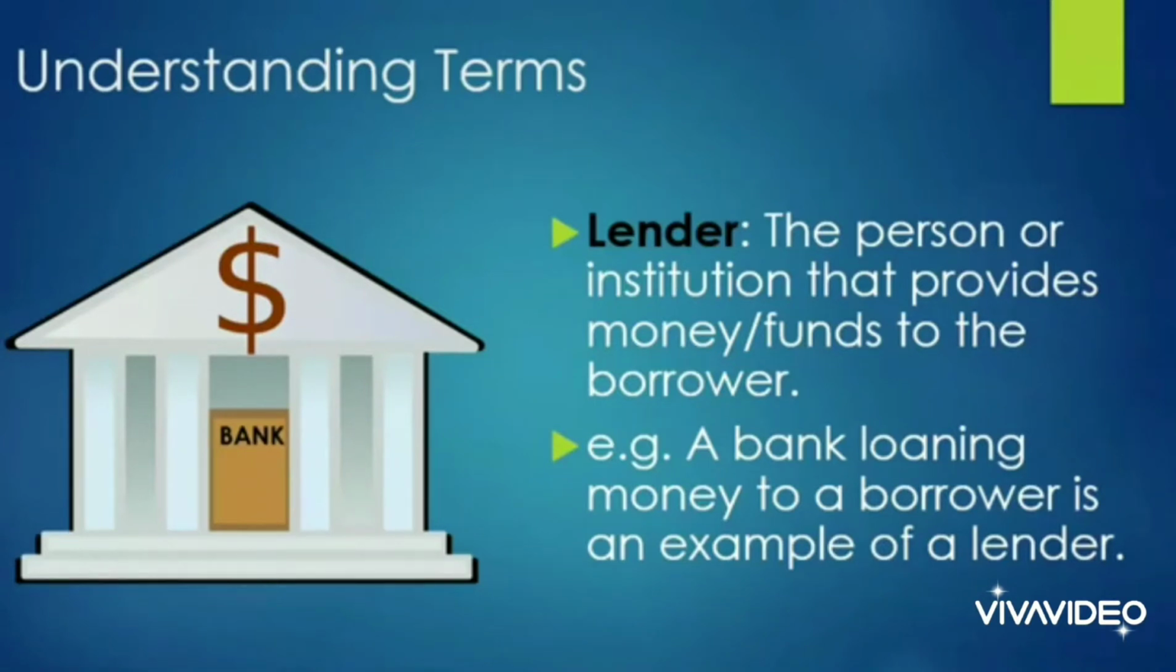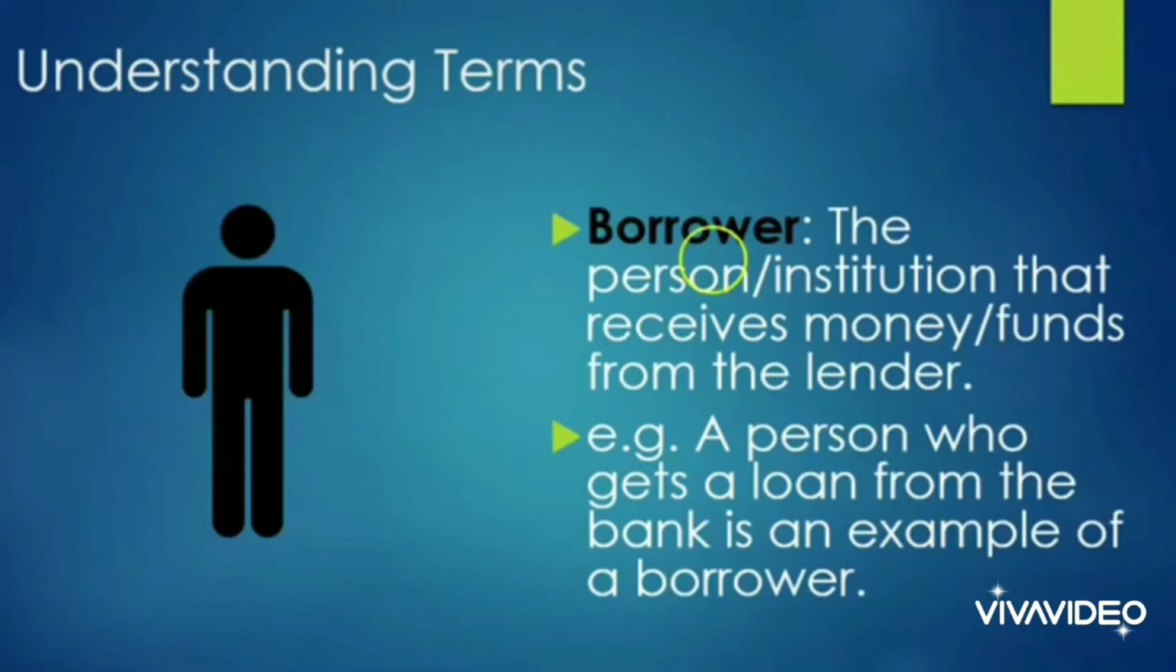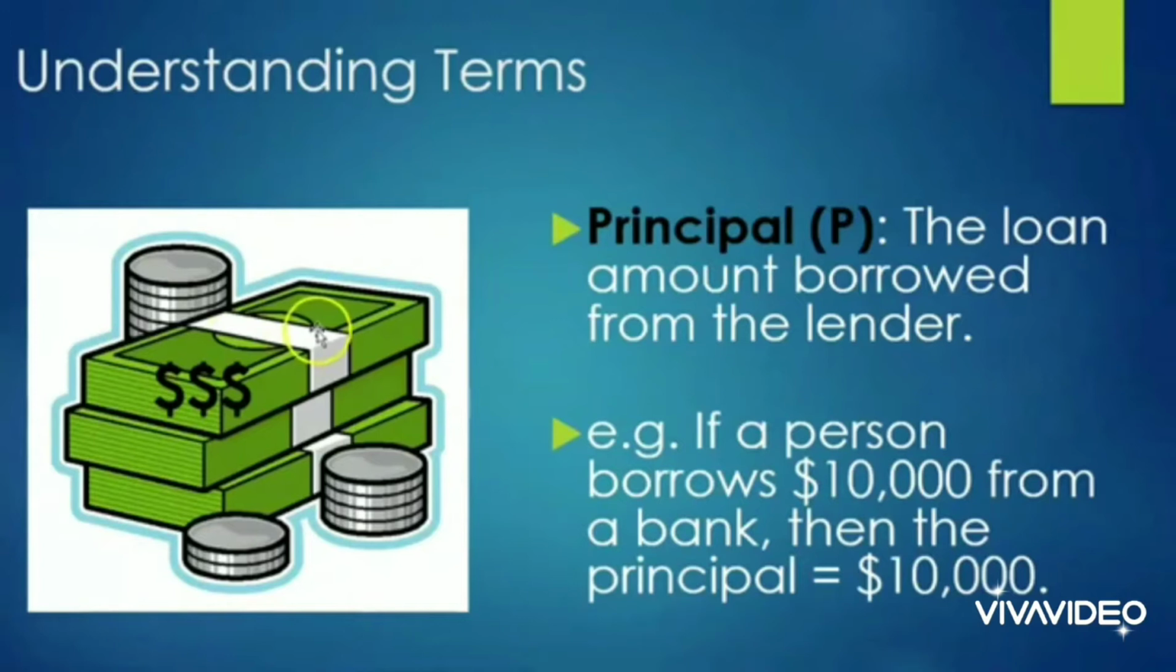Now we will see the next term, and that is borrower. The person or institution that receives money or funds from the lender. Example: a person who gets a loan from the bank is an example of a borrower. So now you may have understood that the lender gives the money and the borrower takes the money.